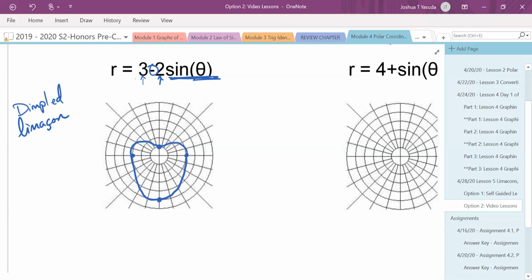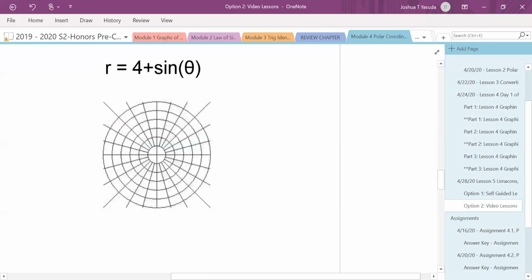But there it is. It should not go through the pole, because if you were to graph this as an actual XY graph, it would never cross the x-axis. So it needs to stay away from the radius of 0. Okay. All right, let's try one more.